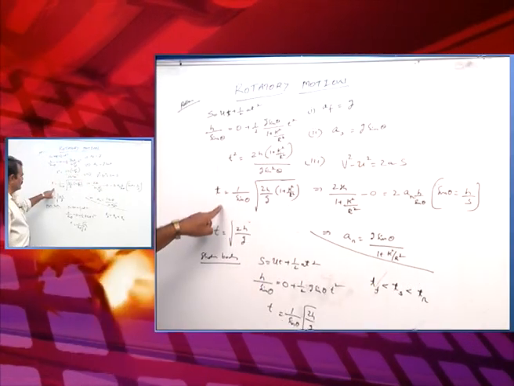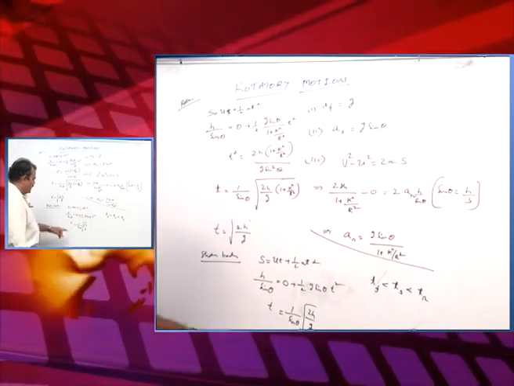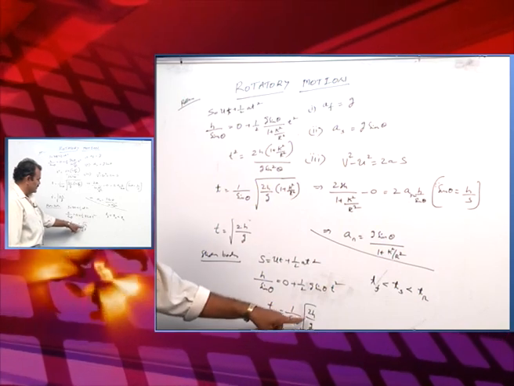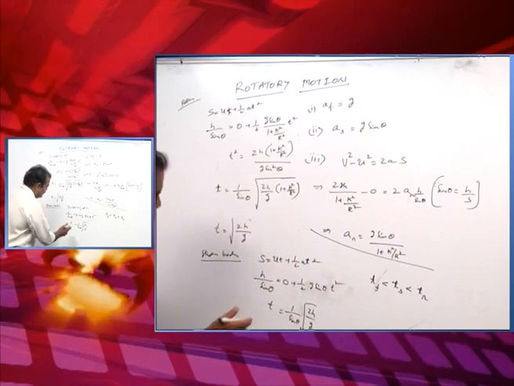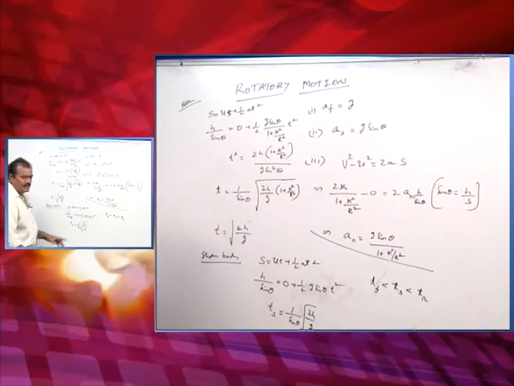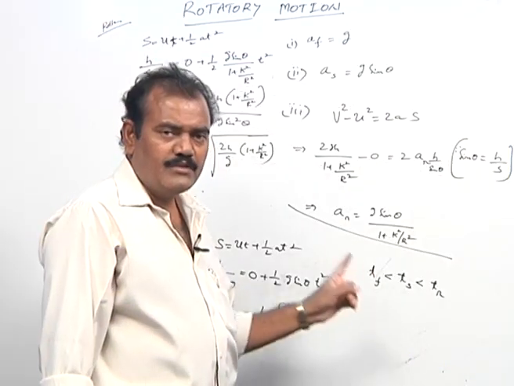The time taken for the freely falling body is the square root of 2h by g, and here it is 1 by sin theta square root of 2h by g. Definitely the sliding body will take more time than the freely falling body.